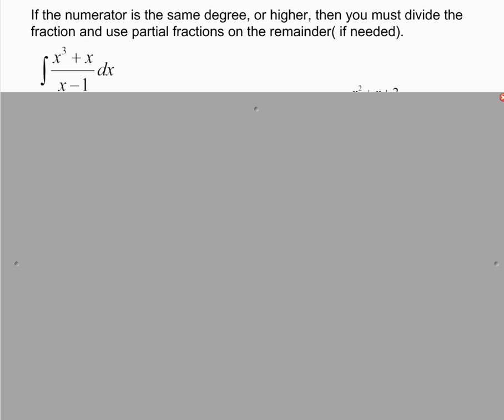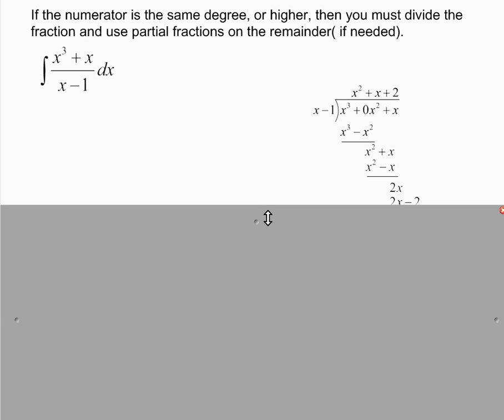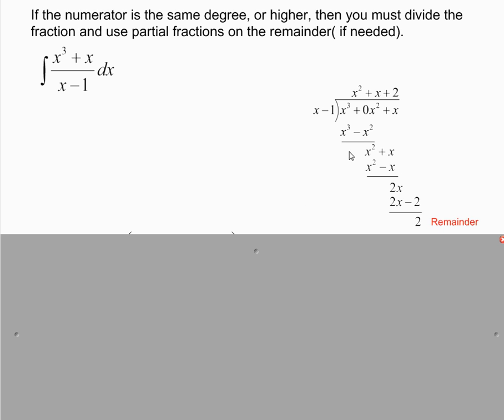One last thing. If the numerator is the same degree or higher, then you must divide out the fraction and use partial fractions. So I'm just going to quickly run through this. The degree on the top is higher than the degree on the bottom. You got to use polynomial division, another good thing to practice. Don't forget putting in zeros for terms that are not there.